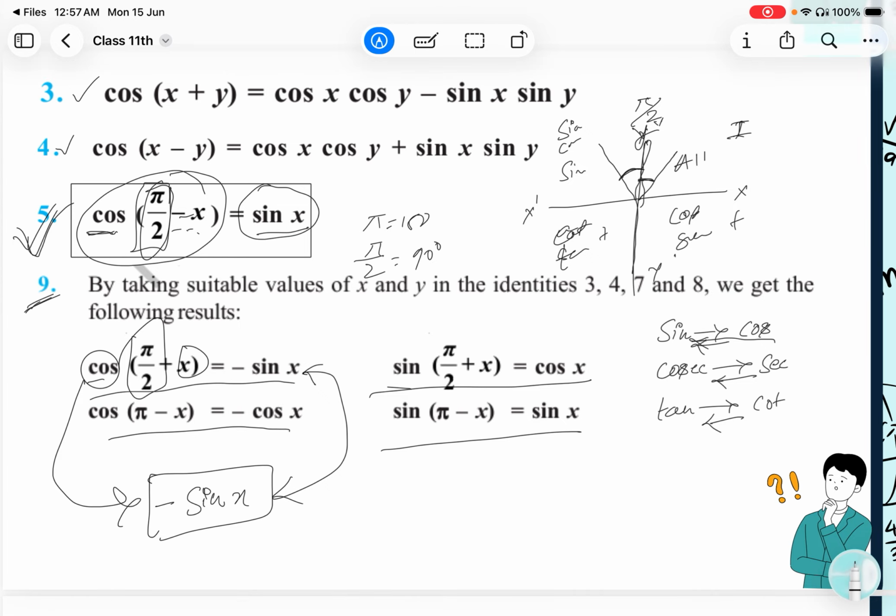Now sine(pi/2 + x). Sine will be positive in the second quadrant, so this is cos x, and the function changes to cos. Now sine(pi - x). If we are forming an angle with respect to the x-axis, then the function will not change, so sine remains sine and does not change into cos. And for pi - x, we will take only x.